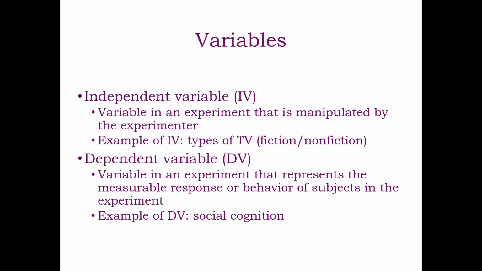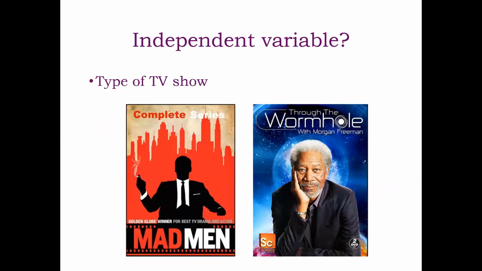In an experiment, the independent variable is the one that is manipulated by the researcher. In our example, it's the types of TV, fiction versus nonfiction. The dependent variable is the one that is measured to test the effect of the manipulation, right? It represents the measurable response or behavior of the subject in the experiment. In our example, the dependent variable is social cognition. The independent variable here was the type of TV show.